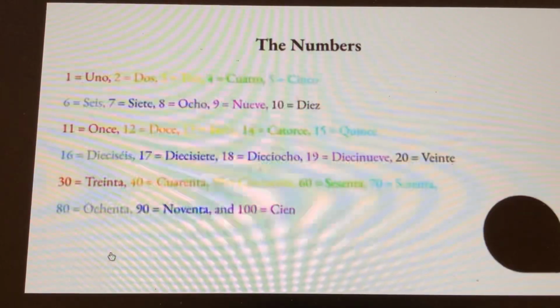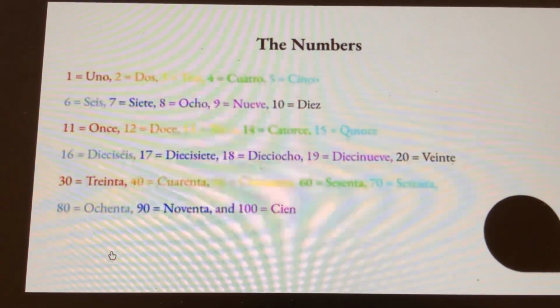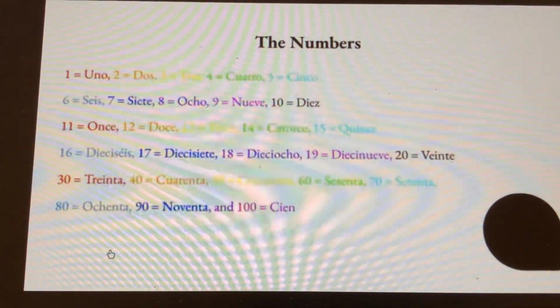Following that same pronunciation rule, 12 is doce, 13 is trece, 14 is catorce, 15 is quince.